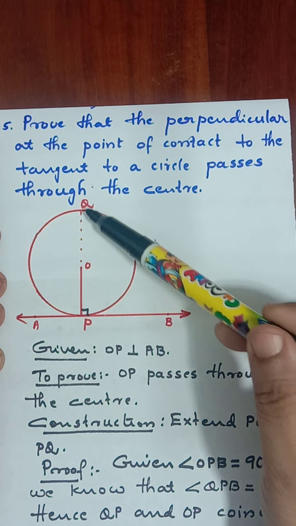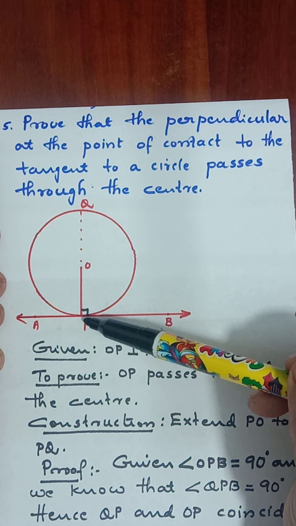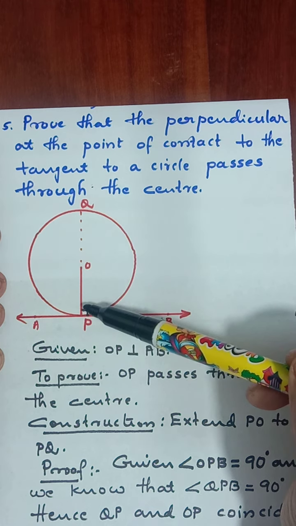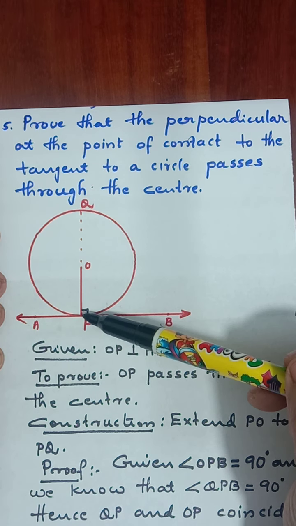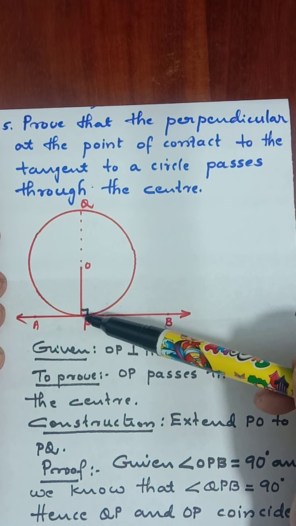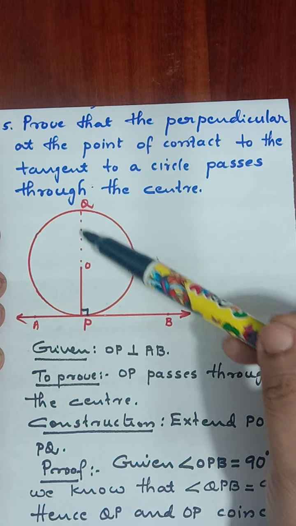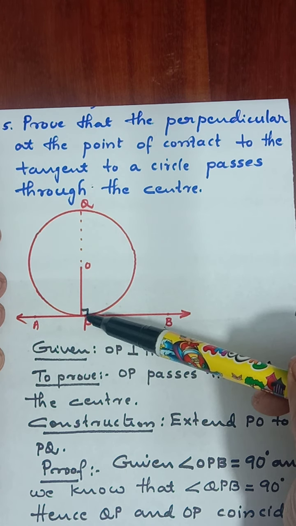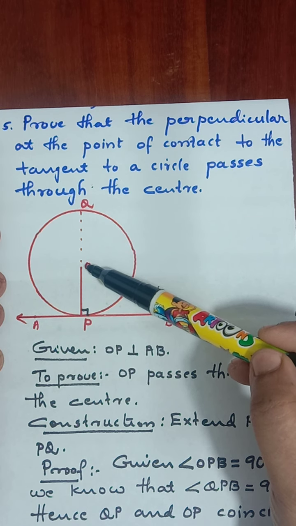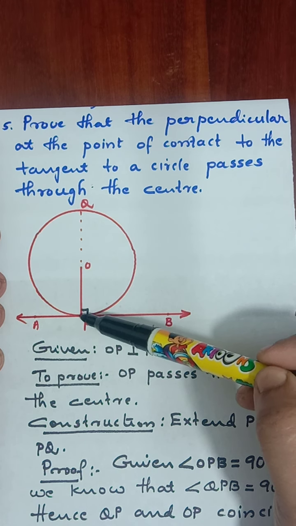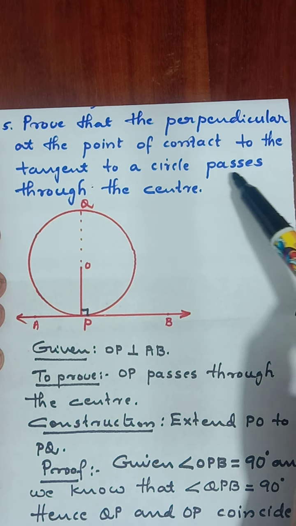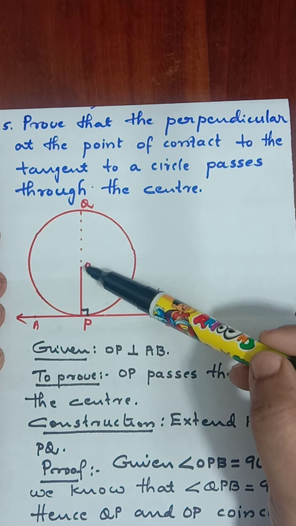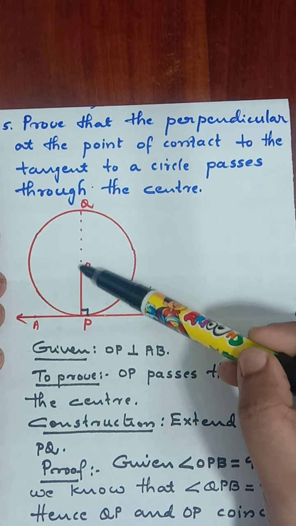That means this QP is coinciding with OP, one on the other. QP coincides with OP. They are the same line, but here QP is longer and OP is shorter. They coincide. That's why it comes as 90 degrees. Since it is coinciding, we can say that O is on the line QP. O, meaning the center, is on the line QP. That means the perpendicular passes through the center. This is to be proved. So now we proved that the perpendicular OP is passing through the center.